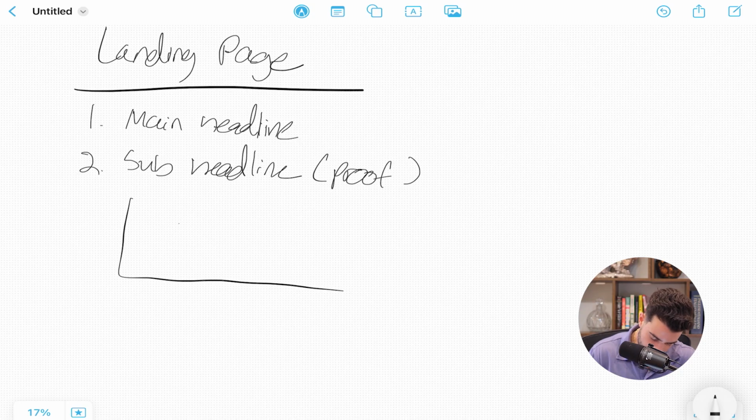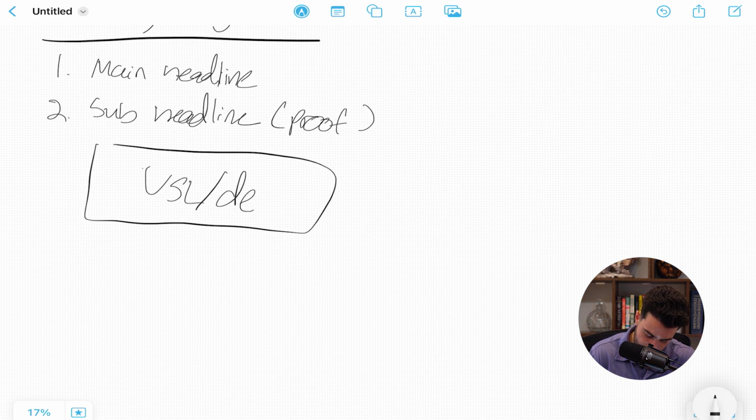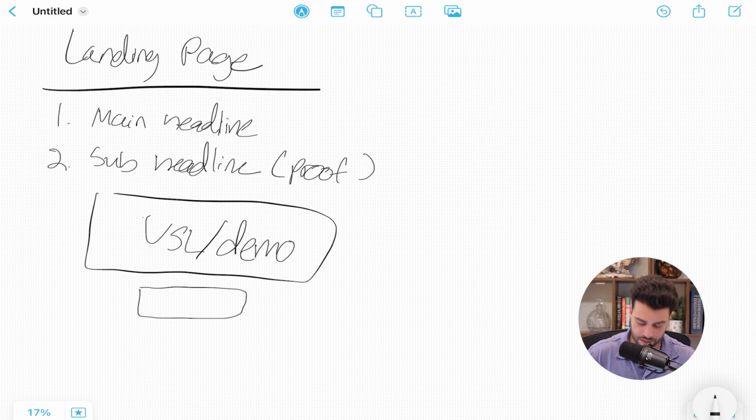Then you want to have a video sales letter section. So you want to have a VSL, and on this VSL, you want to have it be a half talking head video like you're seeing right now and a half demo of your actual product and what your product can actually do. So the next thing underneath the VSL system, you want to have a CTA button that basically says, hey, click this to get more details.